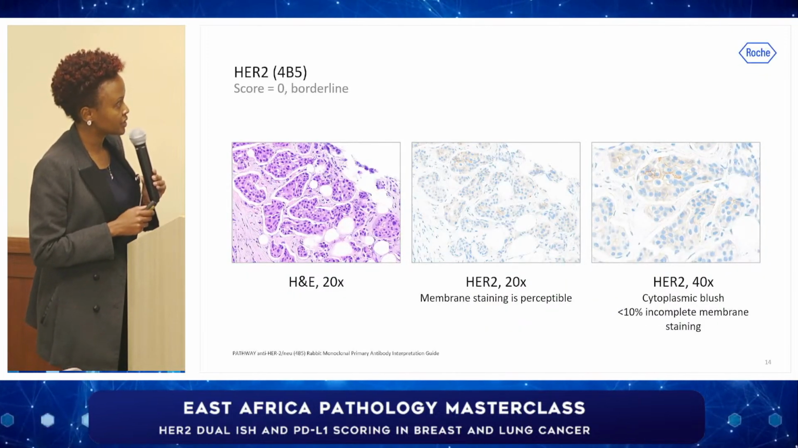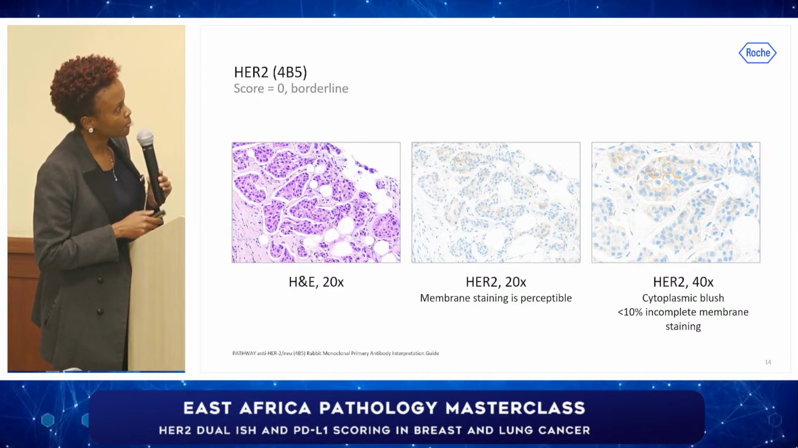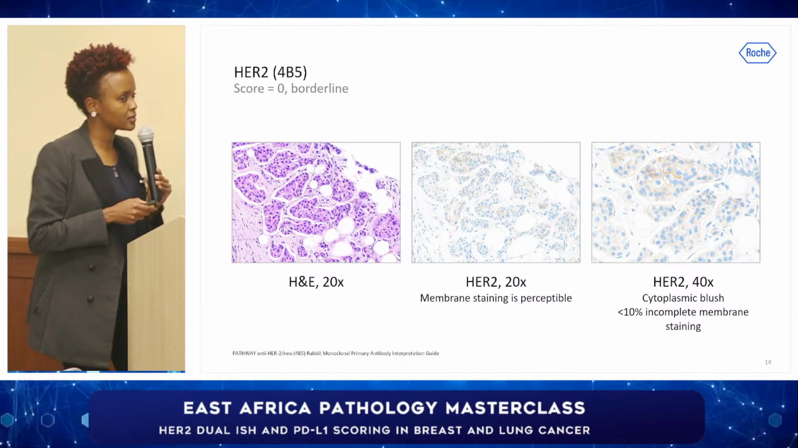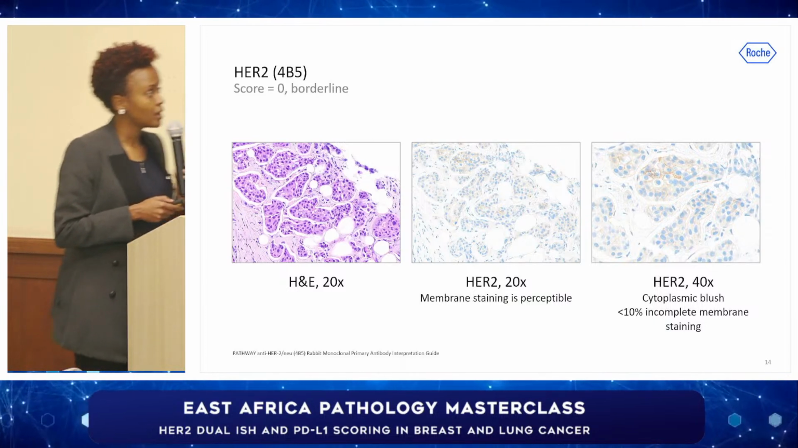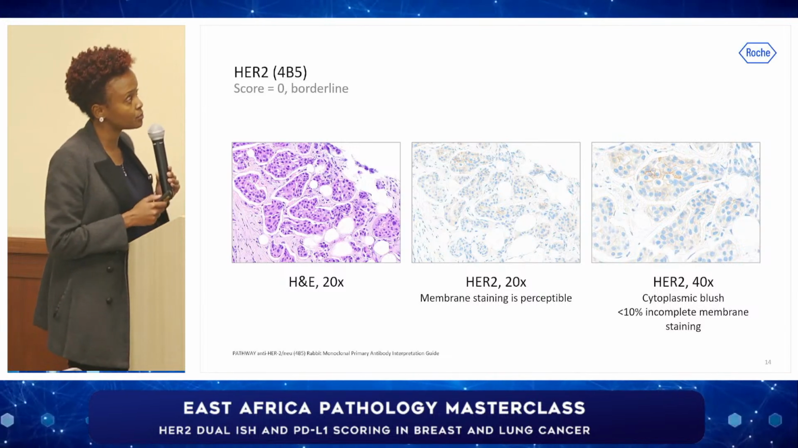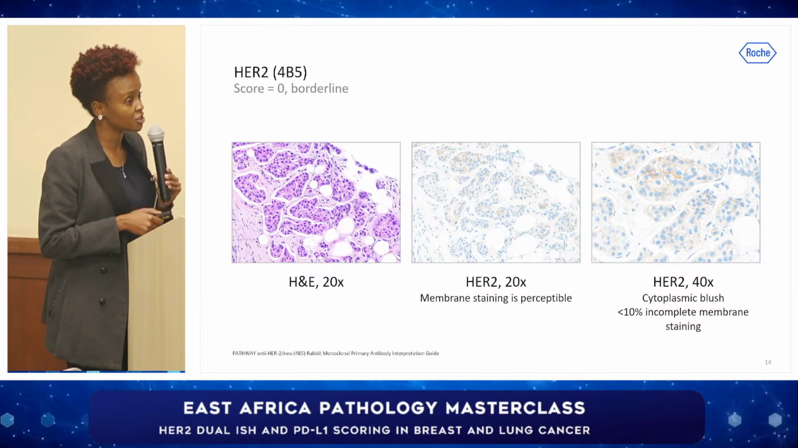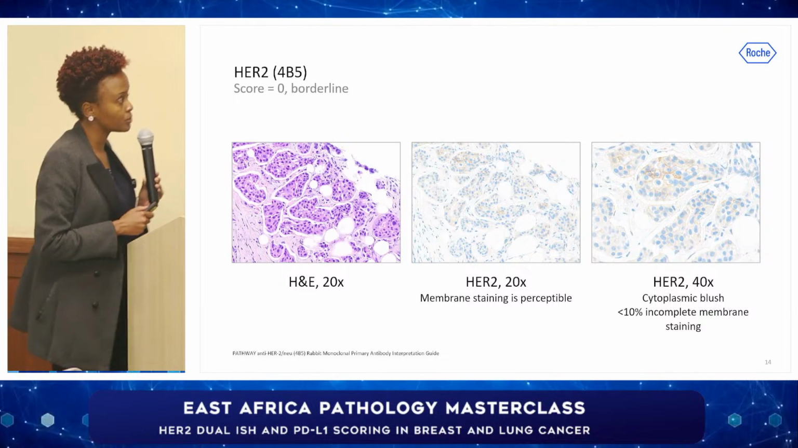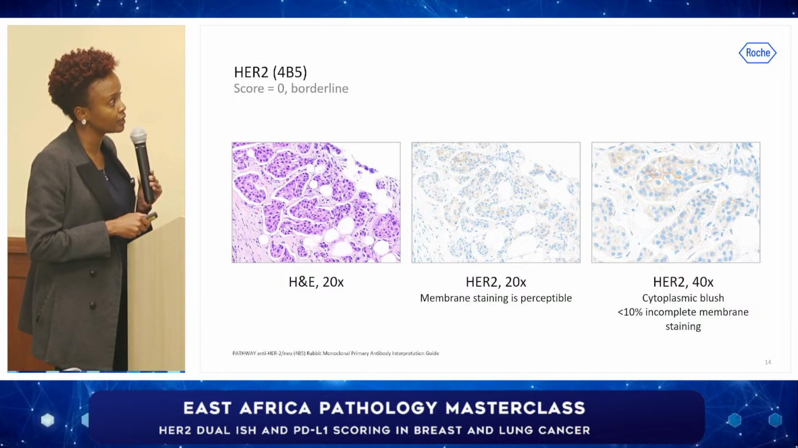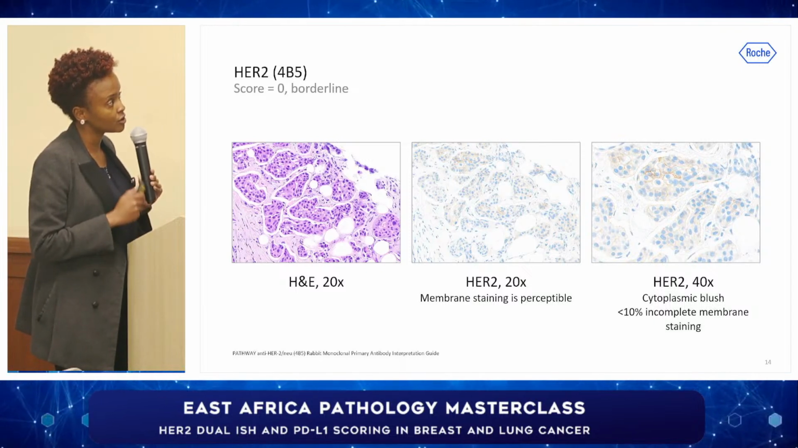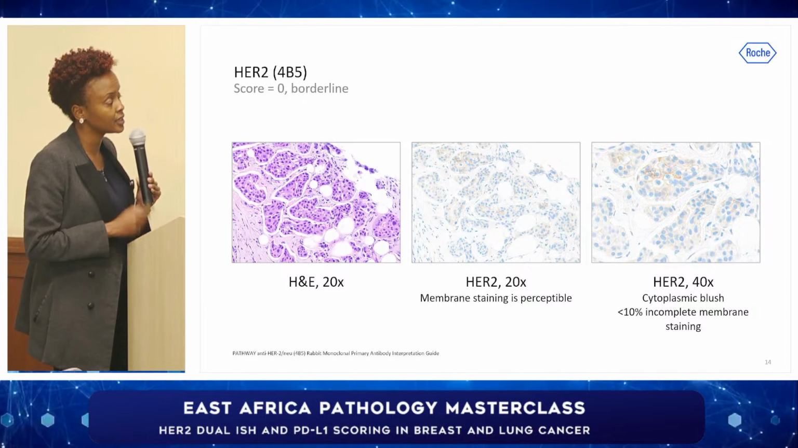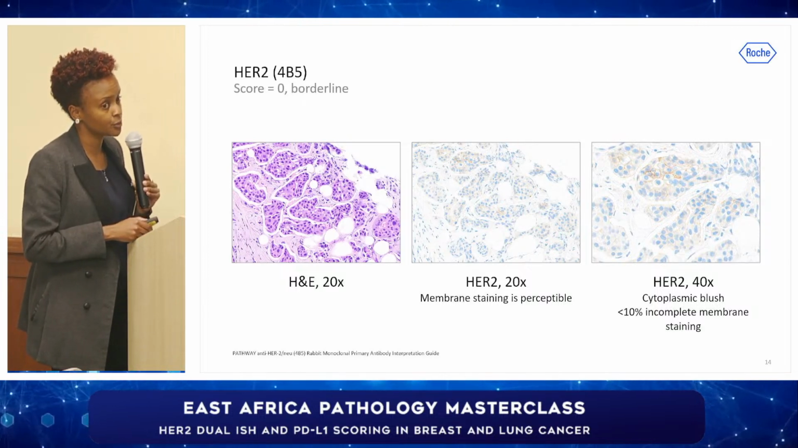I wanted to project this image because at power 20, you might be inclined to think this is a score 1+. However, when we go to higher power at power 40, you notice that quite a bit of this is cytoplasmic blush. Remember, we disregard cytoplasmic blush when it comes to HER2 scoring and only use membranous, okay? So in that particular image, only less than 10% show incomplete membranous staining, and so you would score this as a 0.